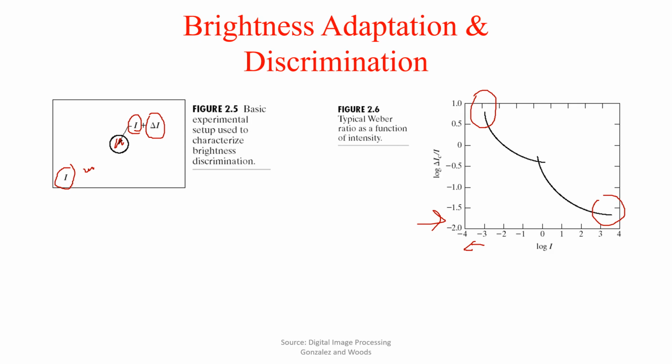This concept is called Weber's law, and it is very important in designing cameras and other image acquisition devices, because if we want to distinguish between two objects which are very dark, we know that we need a large difference between them.